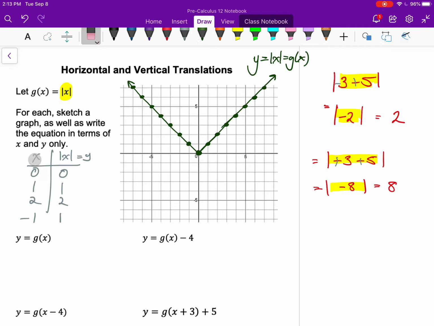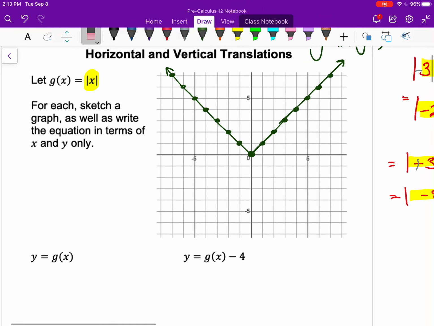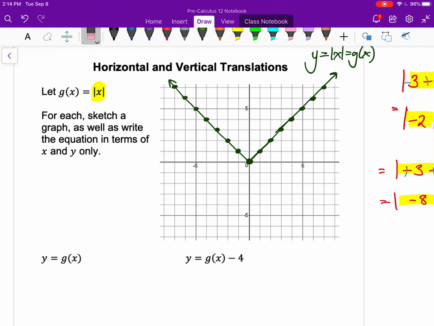Okay, let me erase this table now. And again, you may have learned about absolute value in pre-calc 11. You may have not. Normally, I do teach it, but if I taught you during the spring, I had to cut it out. So again, that's a very quick, not very thorough version of what absolute value is. But for right now, the most important thing is that the absolute value of x looks like this V shape. It's actually a pretty simple graph.